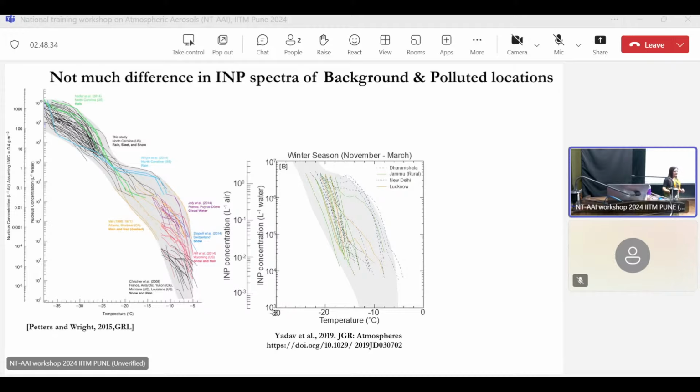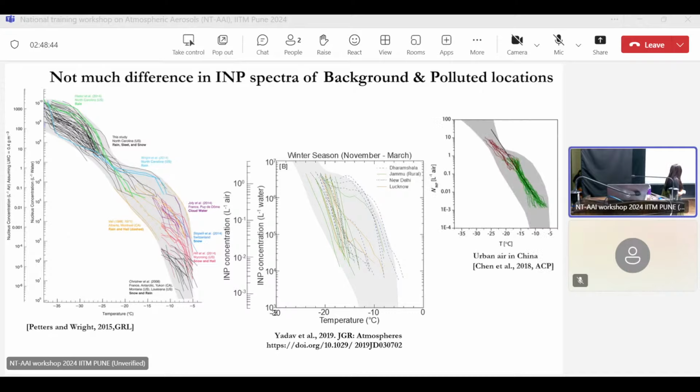So whenever you are working in India, the first question that comes is, what is the effect of pollution, right? Our question was also the same: what is the effect of pollution on INP concentration? We found that there is not much difference between background and polluted locations. Similarly, Chen et al. 2018 in China also showed that urban air in China is not very different from the background location. So basically, it shows that pollution is not affecting the INP concentration. However, if we do a lot more investigations, maybe we will get some different answers. But at present, this is the status which you should know.